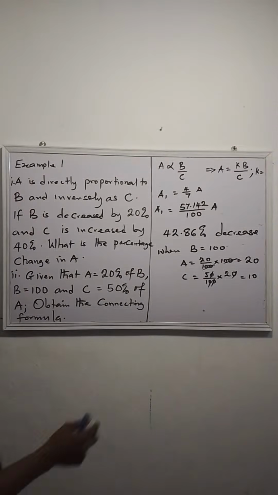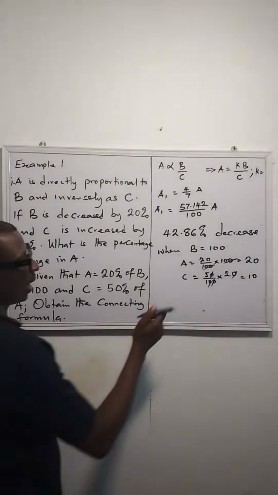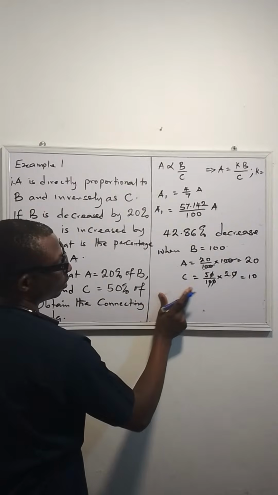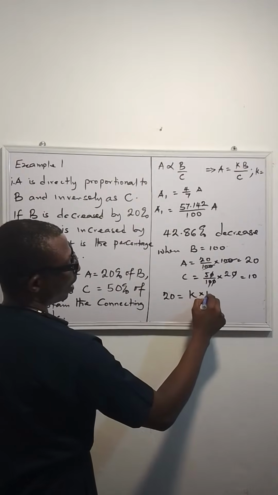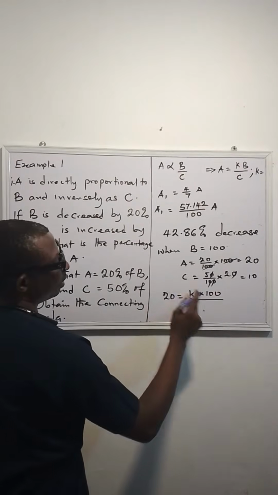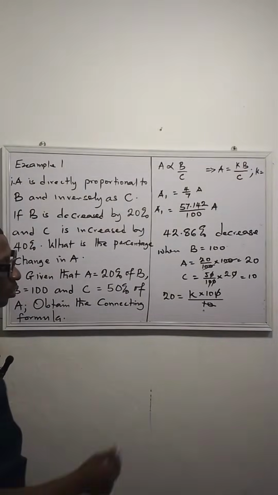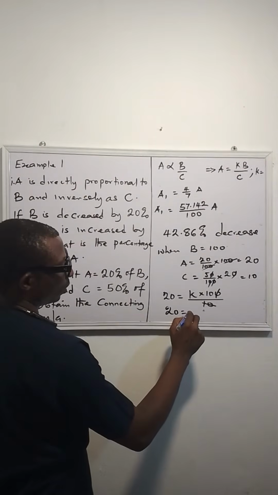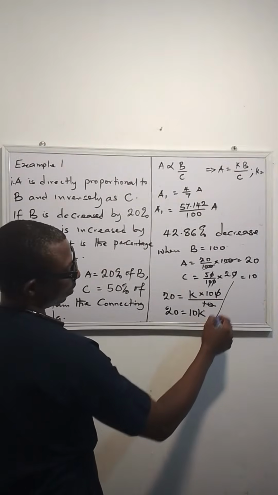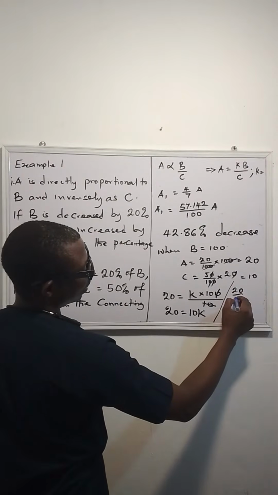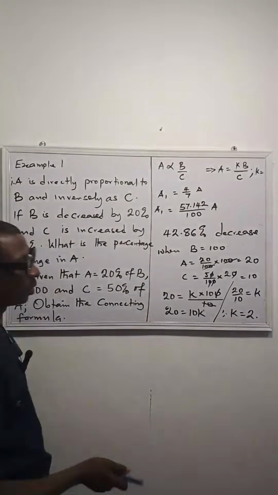So now we are going to plug this into this equation that we have here. So we have A, which is what? 20 equals to K times 100 over C is 10. So this we cancel 10 here. So I have 20 equals to 10K. So from here you can divide both sides by 10. Okay, so we have 20 over 10 equals to K. So therefore, K equals to 2. So this is the proportionality constant.